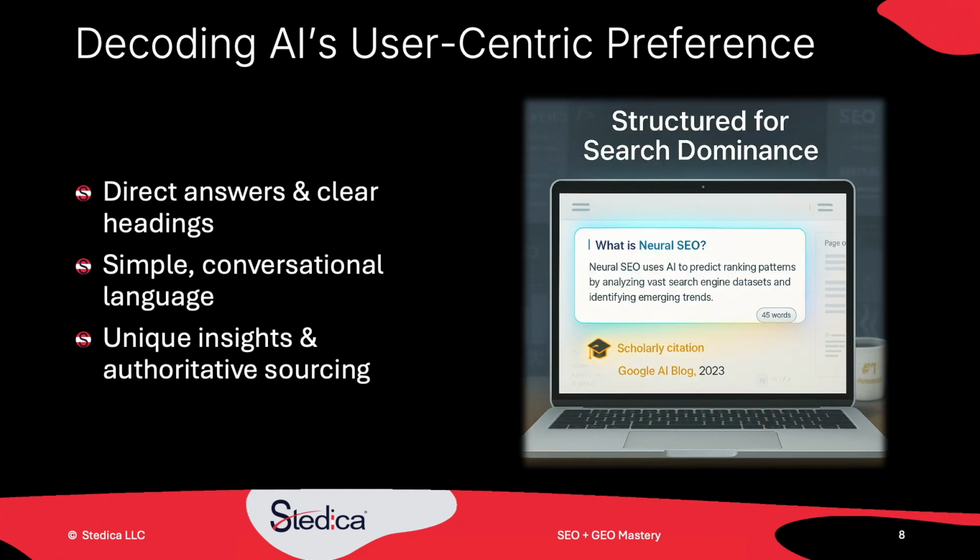Decoding AI's preference for user-centric content. AI is designed to prioritize content that offers value to users. This means your content should directly answer user questions, use clear headings and structured formats, be easy to understand, avoid overly complex language, offer unique insights. Don't just repeat the same information found on other sites. Be credible. Include author information, sources, and citations. If AI sees your content as helpful and trustworthy, it's more likely to feature it.